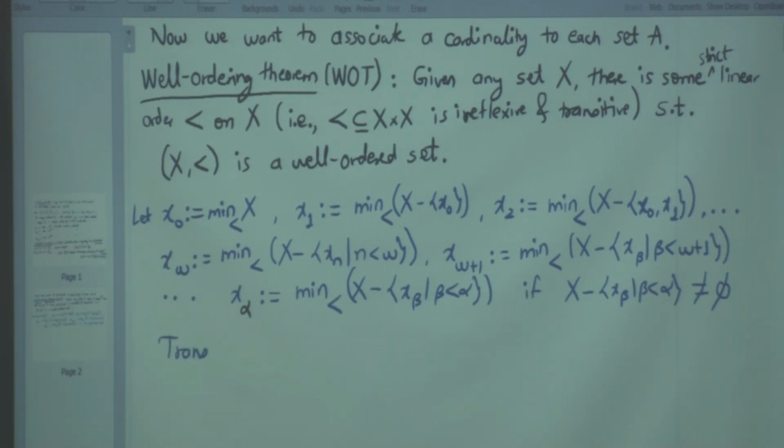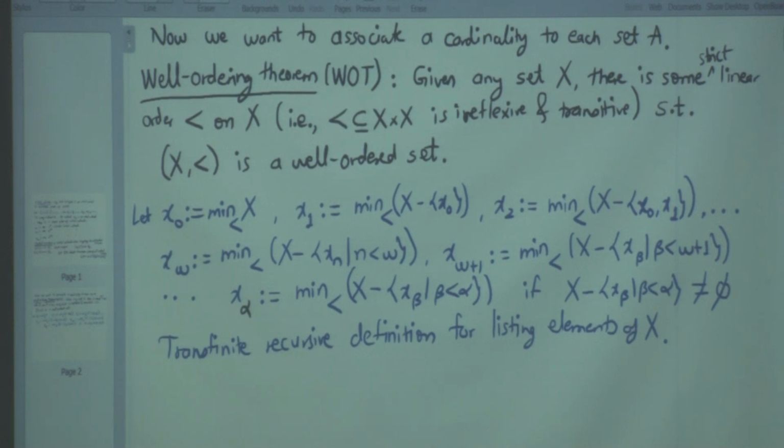So this is a transfinite recursion, a transfinite recursive definition for listing elements of capital X. So what the well ordering theorem is saying essentially is that you can list all of its elements. This is the zeroth one, this is the first one, second one, third one, omegath one, omega plus one first, and so on.